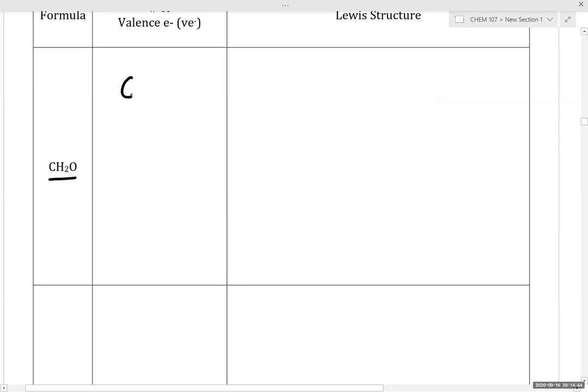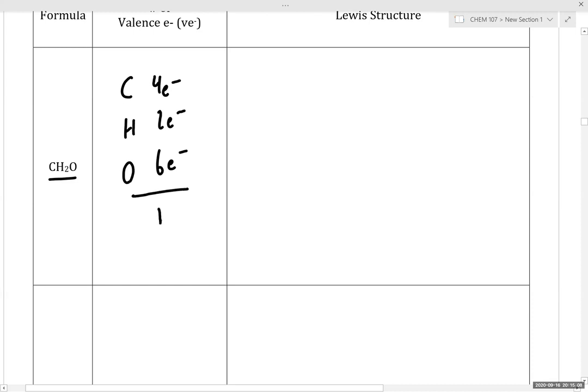This is a really important topic. So the more practice you can do now, the better set up you'll be for the later parts of this class in organic, for example. So for example, let's look at formaldehyde. Carbon has 4 electrons, hydrogen has 2 electrons, and oxygen has 6 electrons.